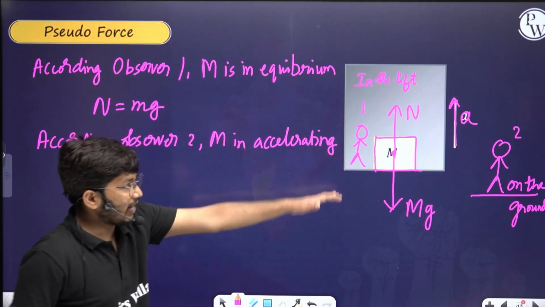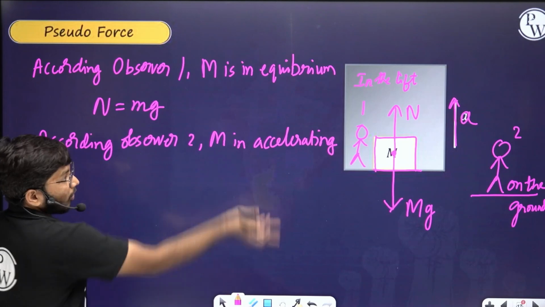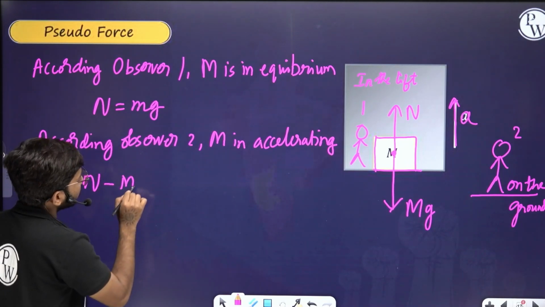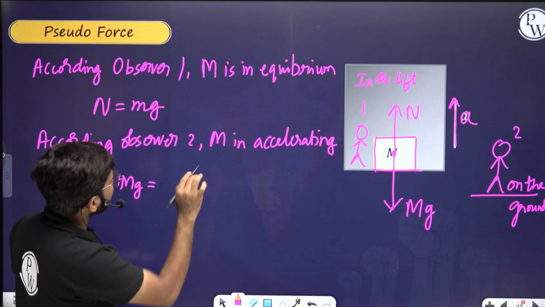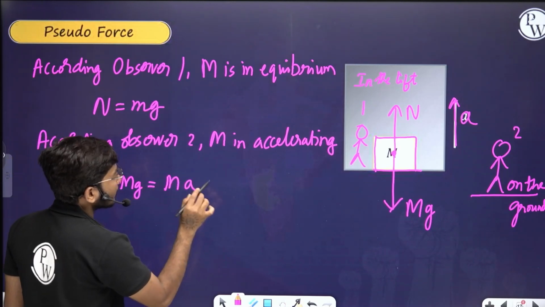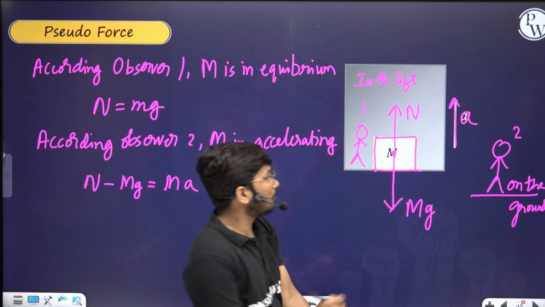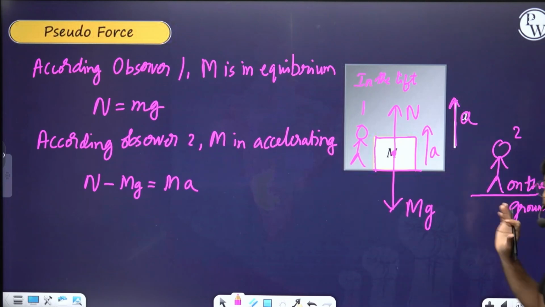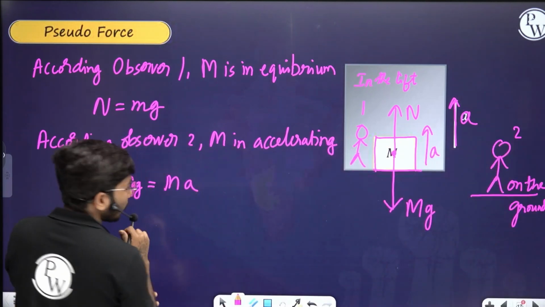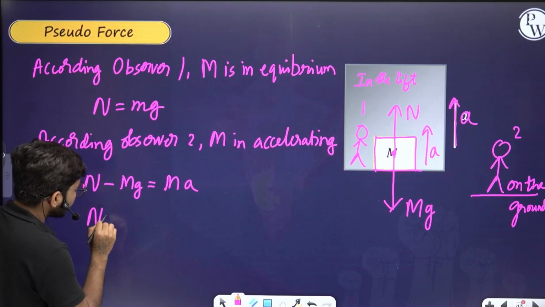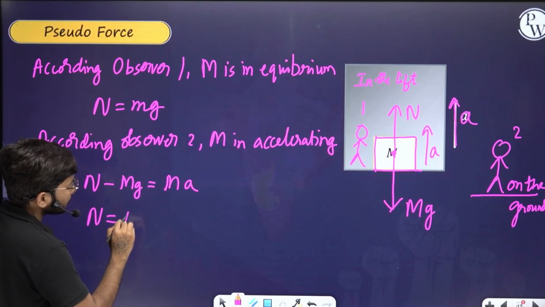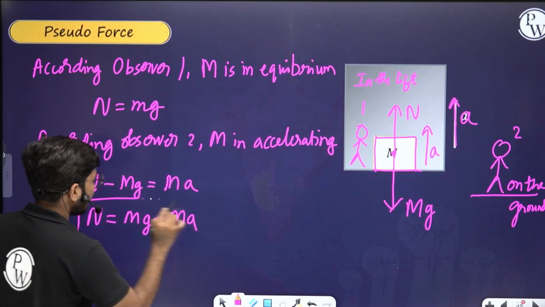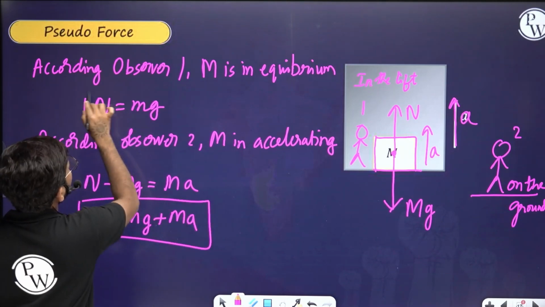So he applies NLM. Since the block is going up, N minus mg has to be equal to mass into acceleration, right? This block is going up, the block inside the lift is also going up. So he says that N minus mg is equal to ma. According to him, N is mg plus ma. N is mg plus ma.